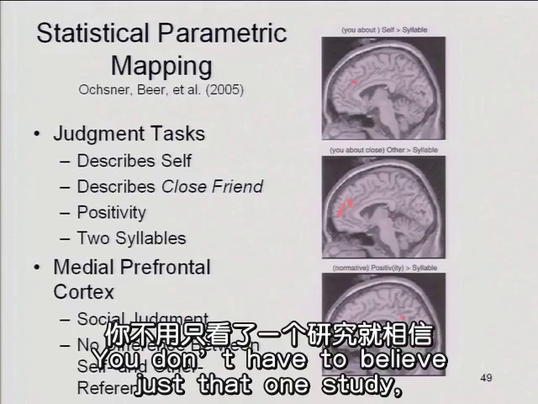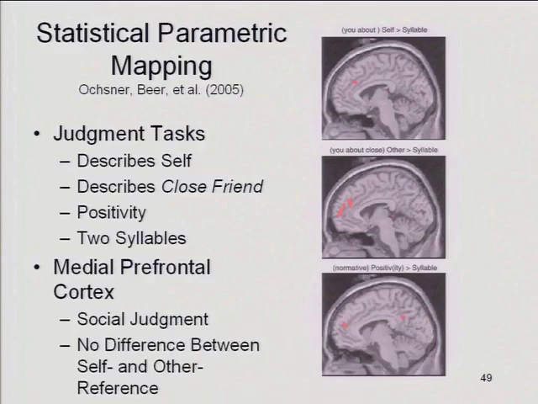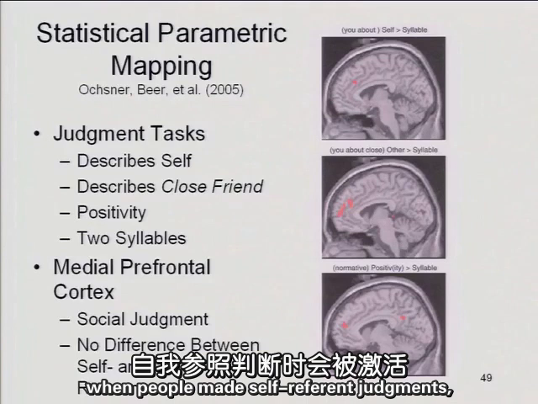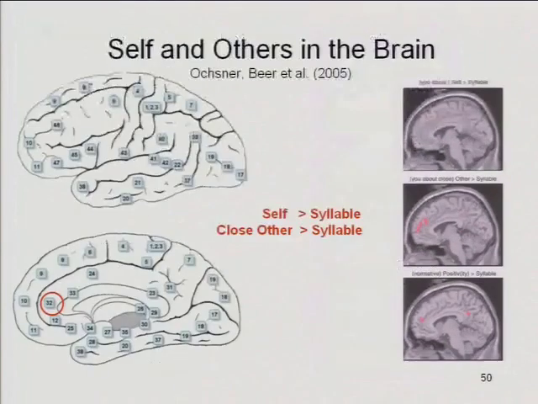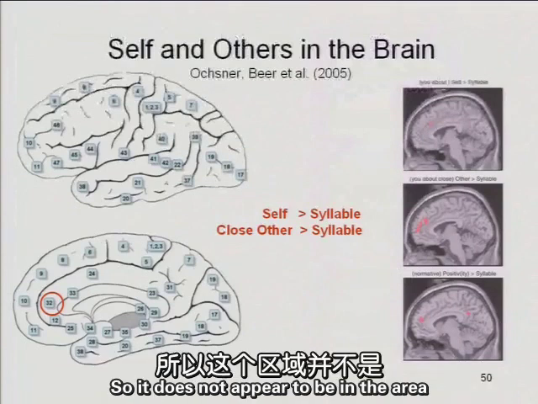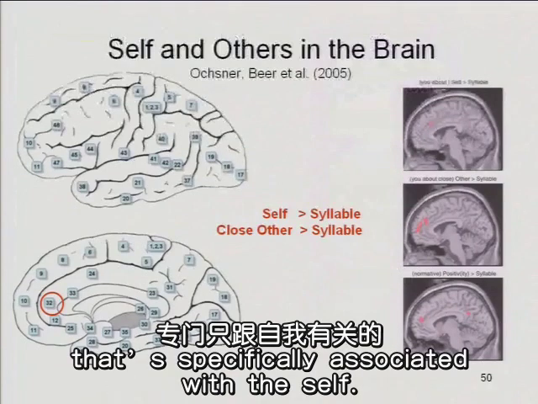Okay. Now you don't have to believe just that one study. But again, here it is. This particular area is what Ochsner and Beer found was activated when people made self-referent judgments, but was also activated when people made judgments about a close other person. So it does not appear to be an area that's specifically associated with the self.